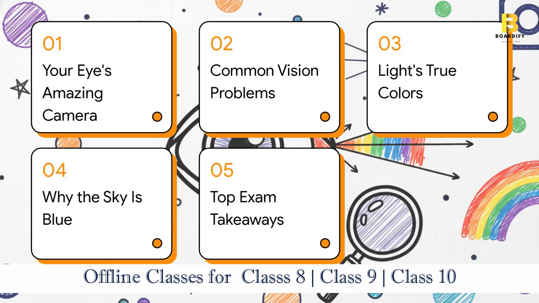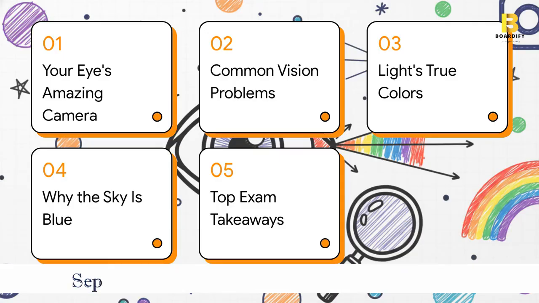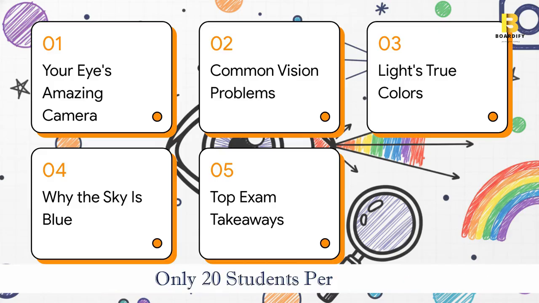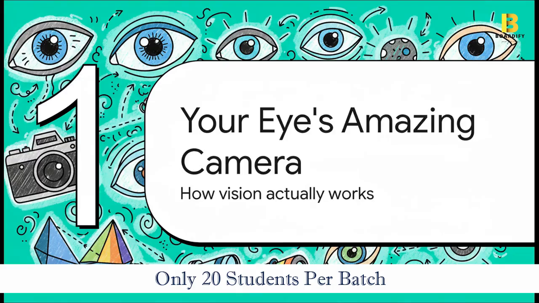Okay, here's our game plan. First, we'll look at the eye itself, your own personal high-tech camera. Then, we'll get into common vision problems and, more importantly, how to fix them. After that, we'll check out the magic of light and prisms, finally understand why the sky is blue, and wrap it all up with the top exam takeaways. Let's go. All right, first up, your eye's amazing camera.